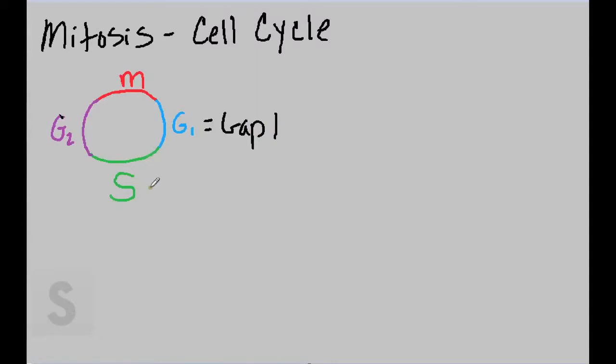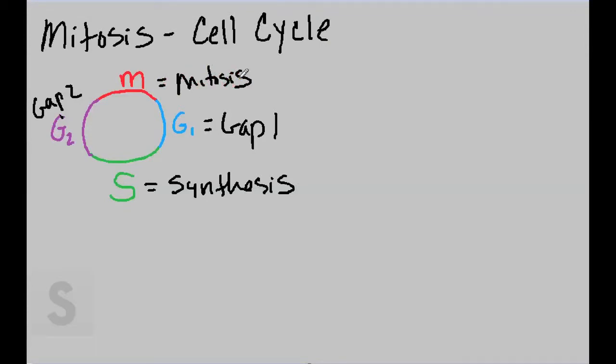The second phase is known as the synthesis phase or the S phase. The third phase is known as the gap 2 or G2, and then the final phase is known as mitosis.